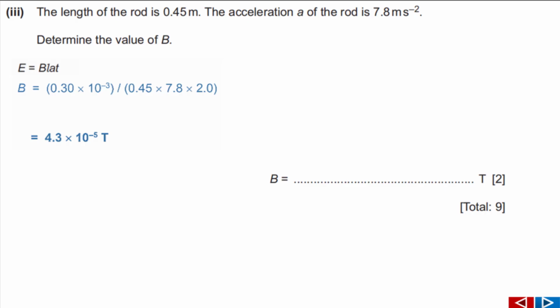Here we are simply using this formula. So simply you need to rearrange. B in this case will be equal to E divided by L A T. So L A T.